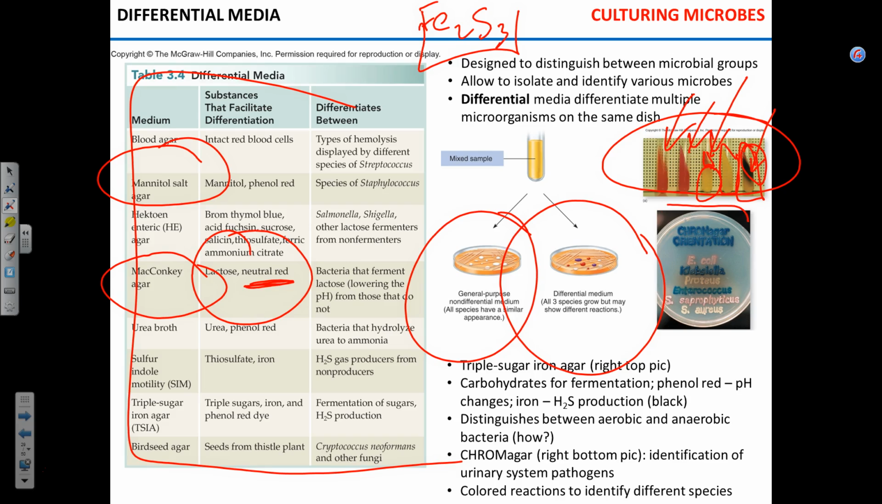Probably the ultimate differential medium is so-called chromagar. I don't want you to feel that those examples, pictures that I show you, are detached from clinical practice. Although this picture is taken from an already outdated textbook on microbiology, in almost every issue of the Microbe magazine, which is published by the American Society for Microbiology, look at the last page, and they have an ad for agar.